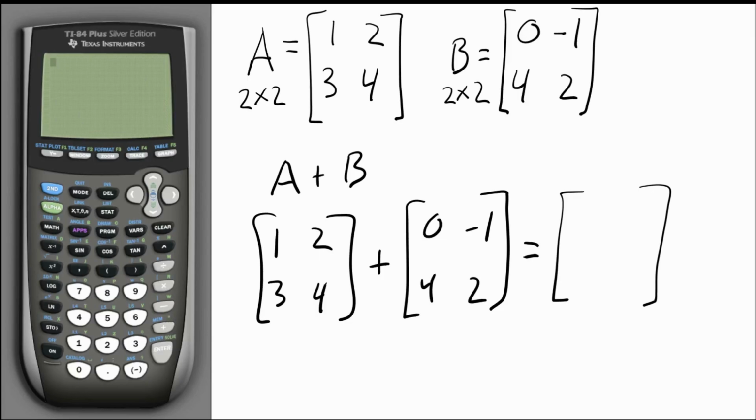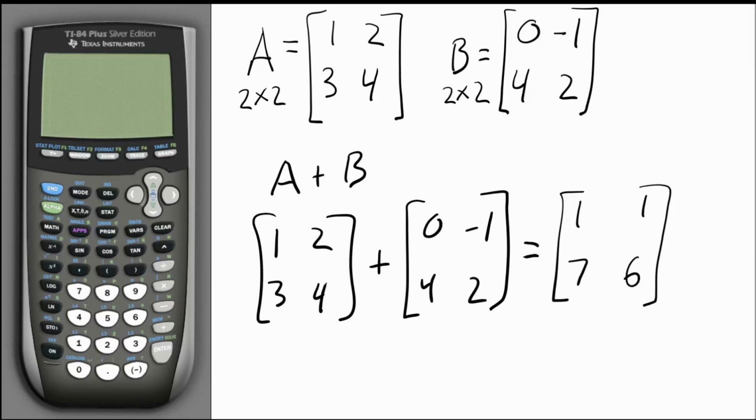So if we add the top left element of A, the 1, plus the top left element of B, the 0, we get 1. If we add the top right element of each matrix, so that's 2 and -1, we get 1. If we add the bottom left element of each matrix, that's 3 and 4, we get 7. And if we add the bottom right two elements, then we get 6.